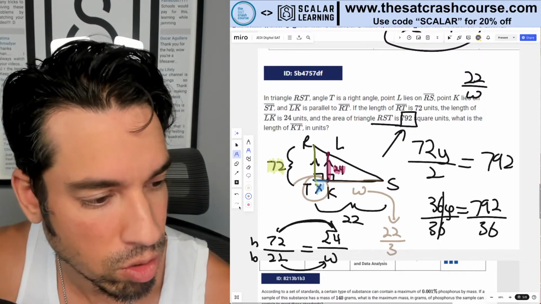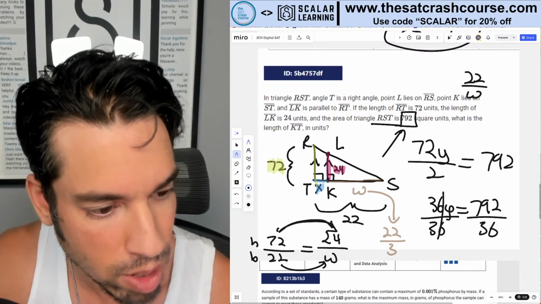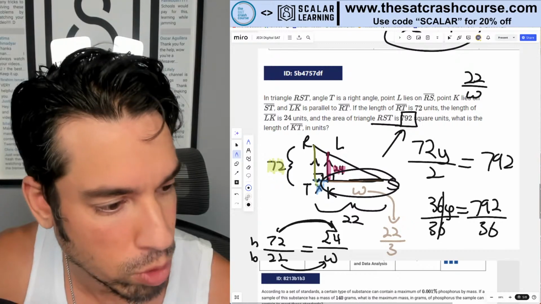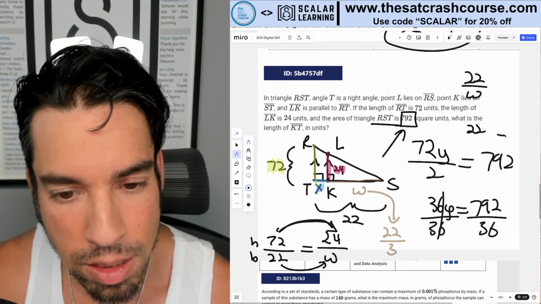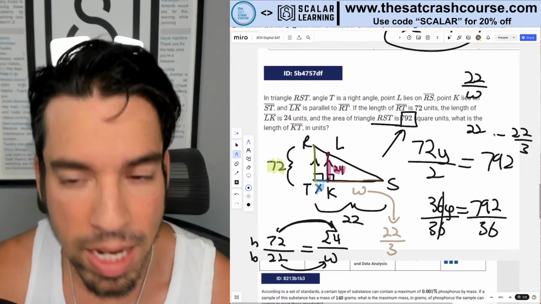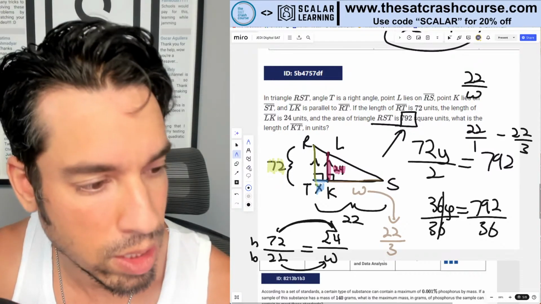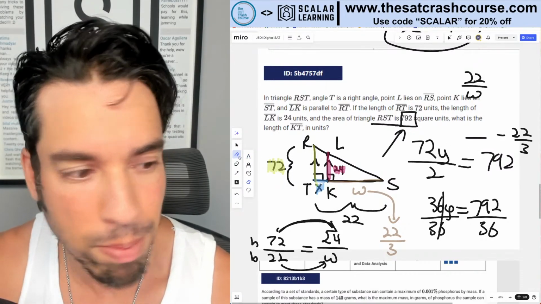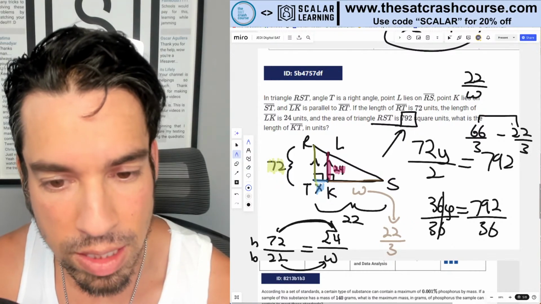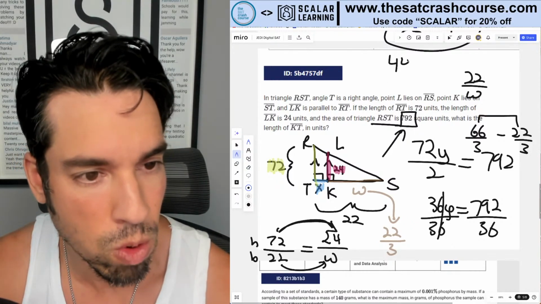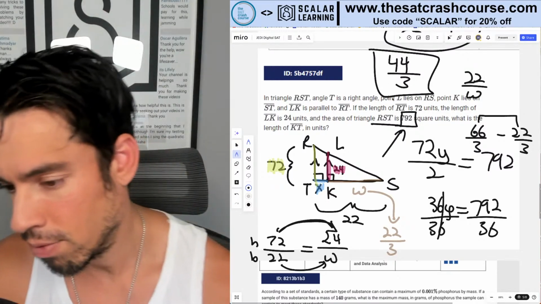We want X. Okay, how do we get X? Well, I know this entire side is 22, right? And this piece right here is 22 over 3. So if I do 22 minus 22 over 3, I'm going to have my answer, right? Take the difference. So this is 22 over 1 minus 22 over 3. We need common denominators. Multiply top and bottom by 3, and we get 66 over 3. Last but not least, 66 minus 22 is 44 over 3. And that is how you do it, 44 over 3.